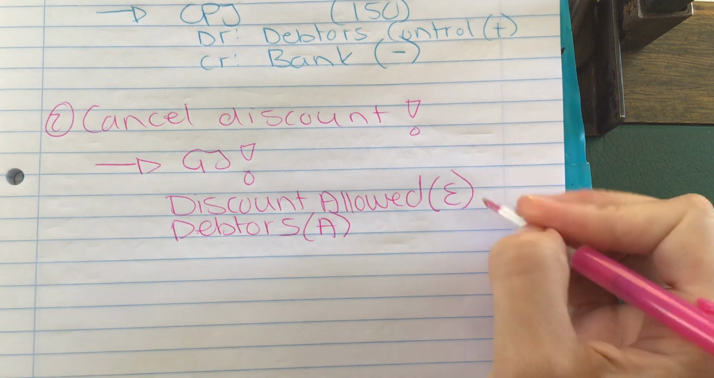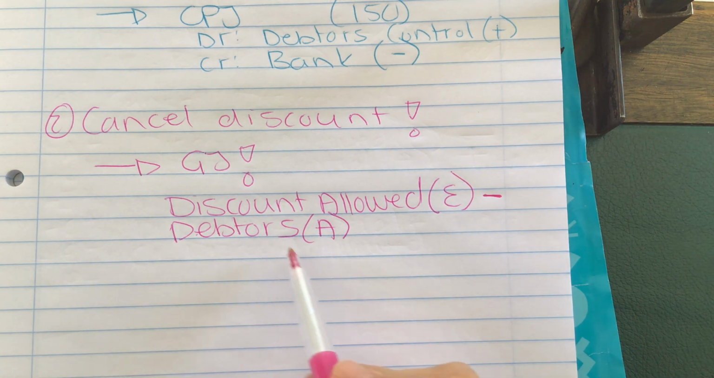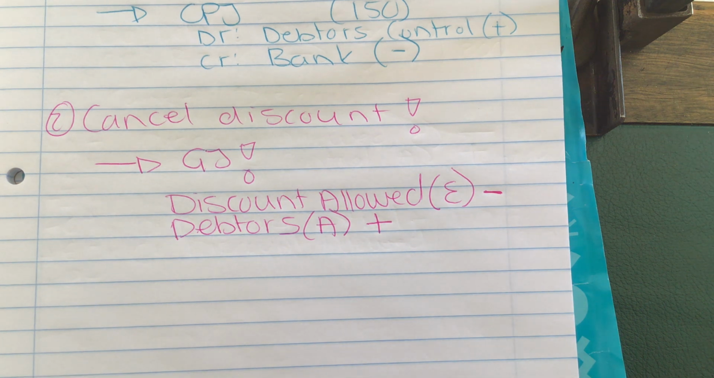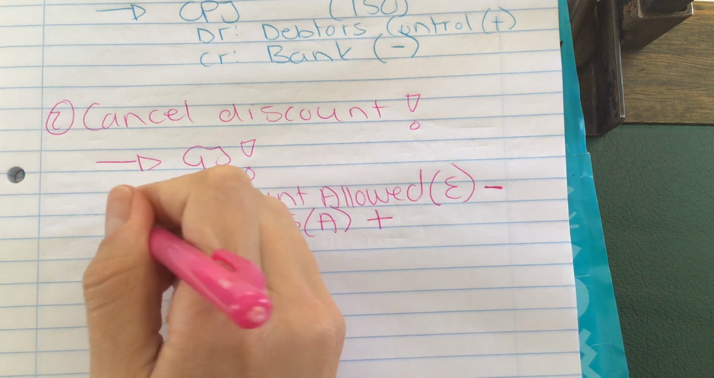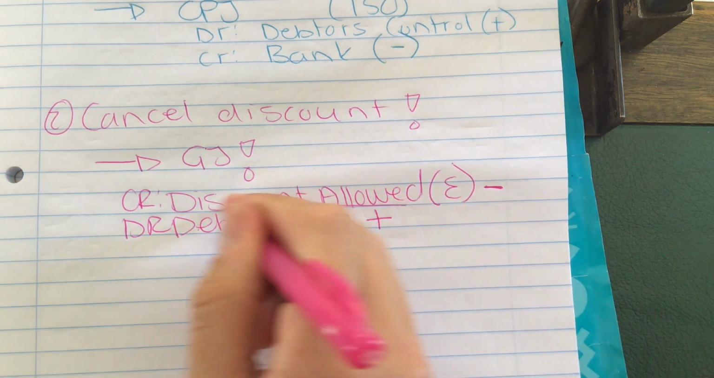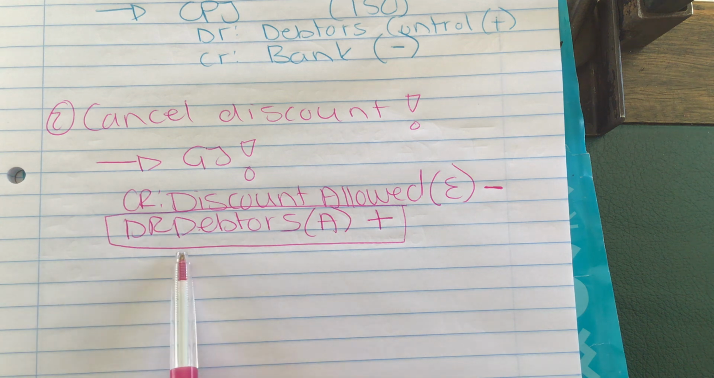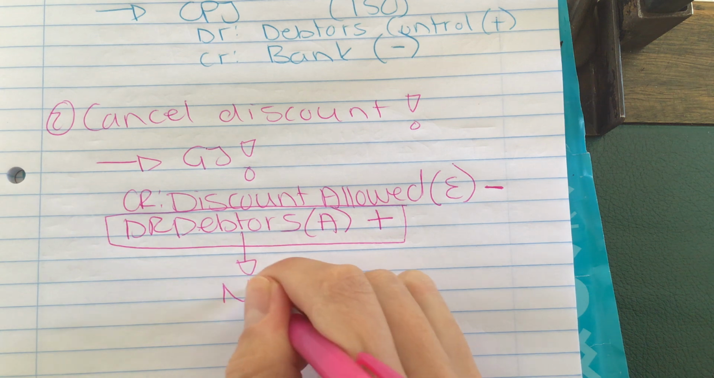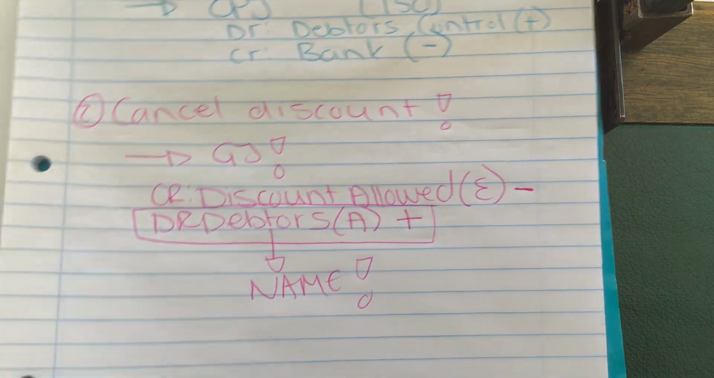What's happening to the expense? Well, it's decreasing because we're not giving discounts anymore. And what's happening to the debtors account? It's increasing because you're adding that discount back. He owes you that 15 Rand. Okay, so we can see A plus. So we have to debit debtors control, credit discounts allowed. Remember, the debtors account, the debit account, always has to be entered first. And also when we enter this into the GJ, remember you have to write the debtor's name, just like you do in every other journal. You always write the debtor's name.